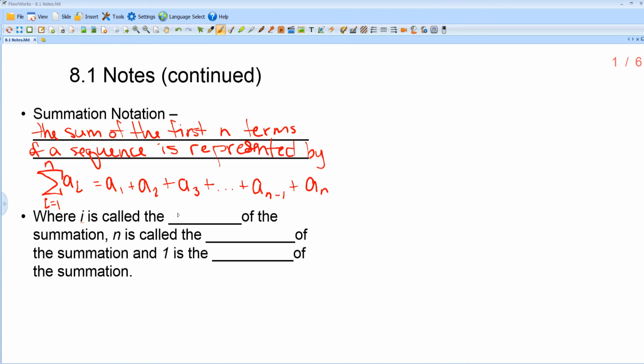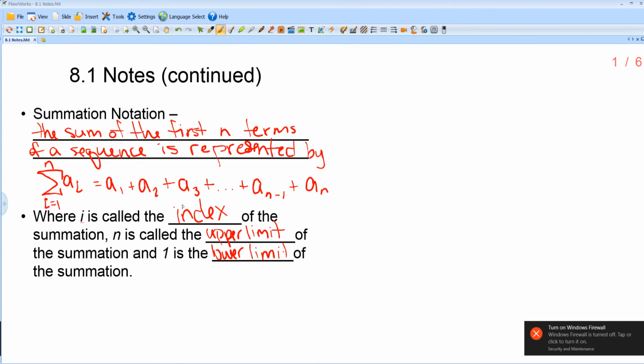So i here, i is called the index of the summation. What n is called is the upper limit of the summation, and 1 is the lower limit. That's essentially telling us where are we going to be starting and where are we going to be stopping.